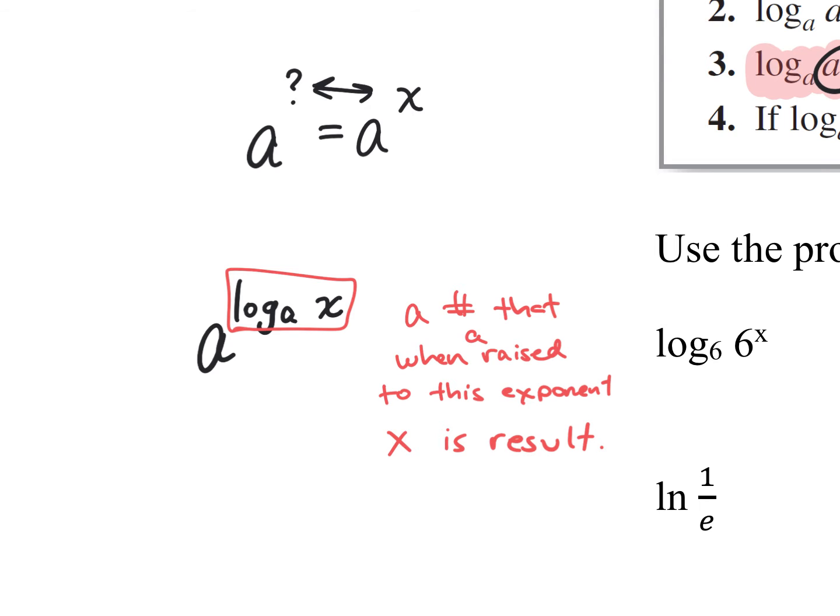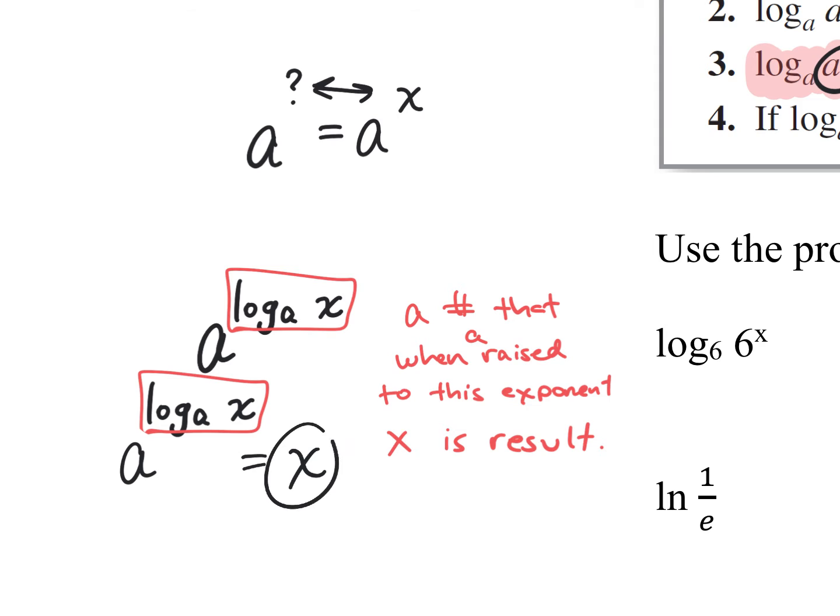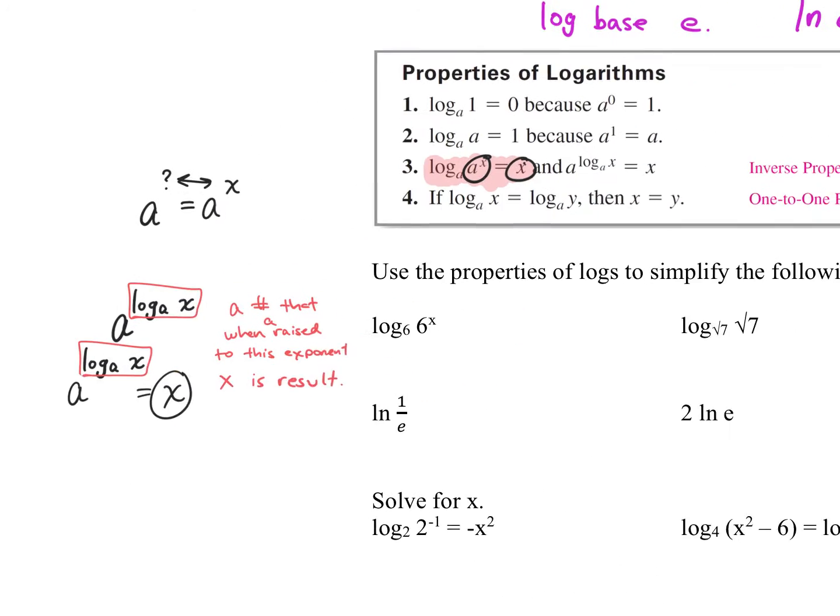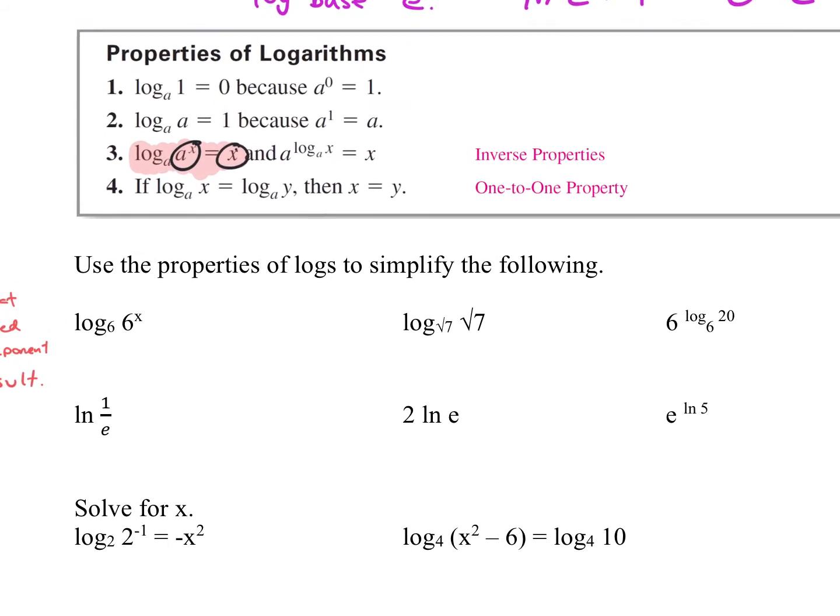This exponent, just what I have there in red, that in the box, it's a number. It's a number that when I raise a to that power, the result is x. Well, whatever that number is, I'm going to take a and raise it to that power, whatever it might be. So the result of this will simply be x. And then finally here, if I have two logs, log base a of x and log base a of y, if those two logarithms are equal, then it must follow that x and y are the same.